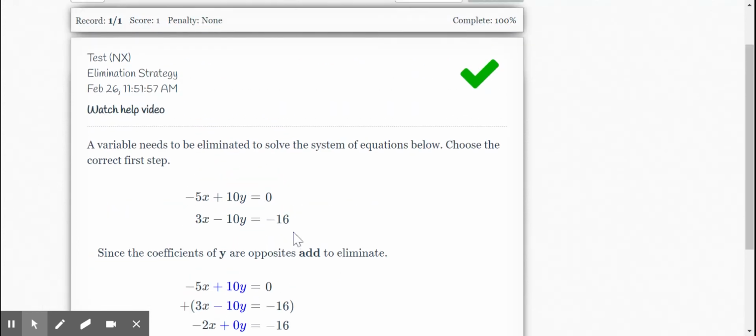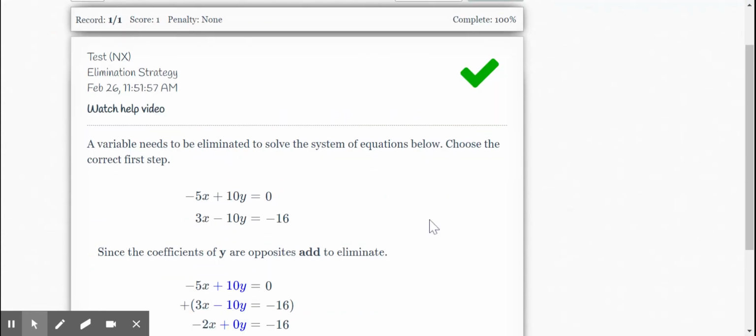So the takeaway from this video is when we have identical terms, we're going to be subtracting. Pay attention to which variables are identical. And then when we have opposites, those are additive inverses, so we're going to be adding. Again, pay attention to the variables in those terms.